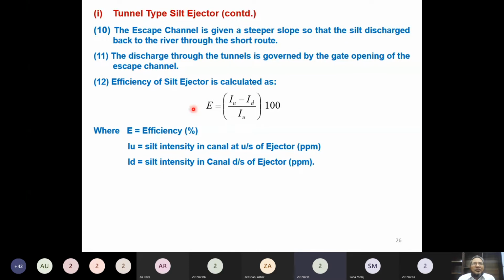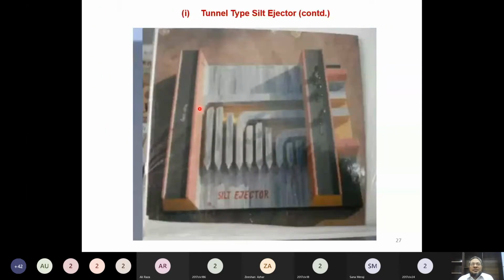Zero, sir. Zero. It means the silt ejector is not performing a duty. So if it is very less, then the efficiency of the silt ejector would be increased. All right. So now this is the photograph, as we have discussed earlier.